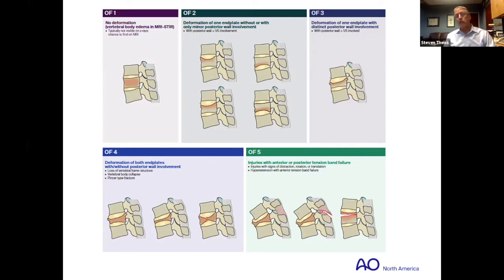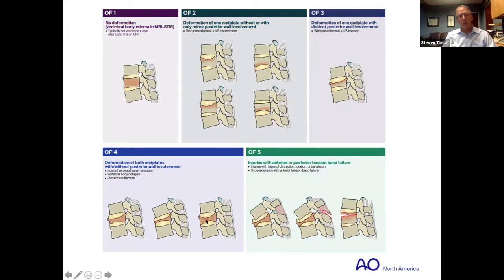And these are increasing severity, as you can guess. OF type 3 is now there's deformation of a single end plate, but now there's distinct posterior wall involvement. And you can see in the small print, it says with posterior wall greater than 1/5 involved. So it's more than just maybe a buckle of the superior posterior corner of the vertebral body. Moving on to OF4, now there's deformation of both end plates with or without wall involvement. And that's important because now there's no structure of the vertebral body and it's very prone to vertebral body collapse. The classic pincer type fractures are included in this.